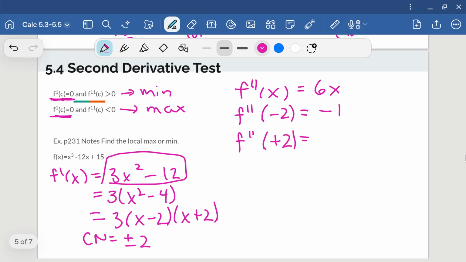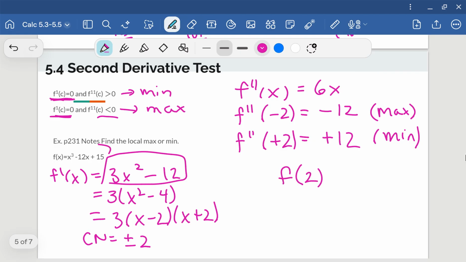So this one here will get negative 12. This one here, we get positive 12. So because our second derivative is less than 0, this one will be a maximum point, and this one, because it's greater than 0, will be a minimum point. And then you can just figure out those points by plugging that back into your original function, and we would actually figure out what point exactly your max and min are.